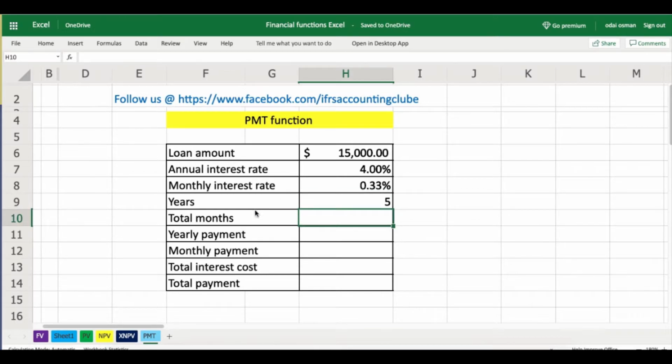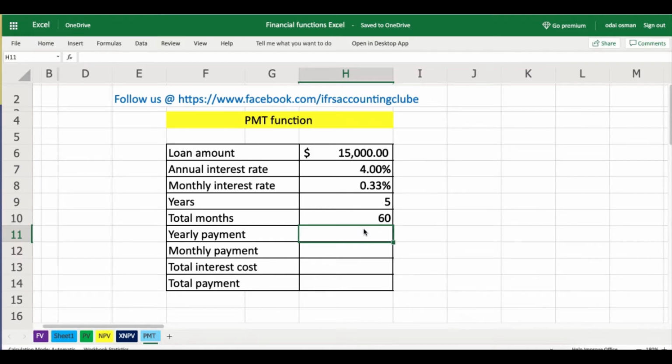The years, let's assume we are going to borrow this amount over 5 years. Here we need to calculate the total months. The total months is equal to this 5 years times 12 months, which gives us 60 months. And on the other hand, the yearly payment, how much we are going to pay each year.